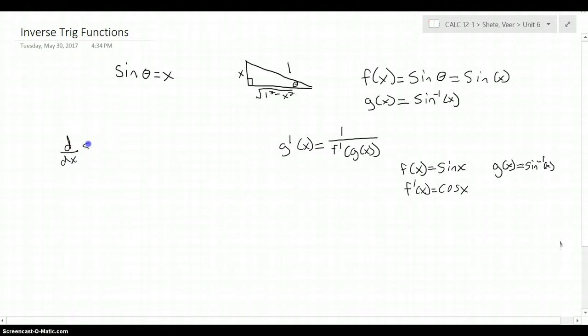of sine inverse x to equal 1 over, now our f prime of g of x using chain rule with our value of cos x as our f prime of x and our g of x as sine inverse of x will ultimately give us on our denominator, using that ratio, a value of root 1 minus x squared. Here, I'll rewrite the 1 minus x squared as our derivative for inverse sine.